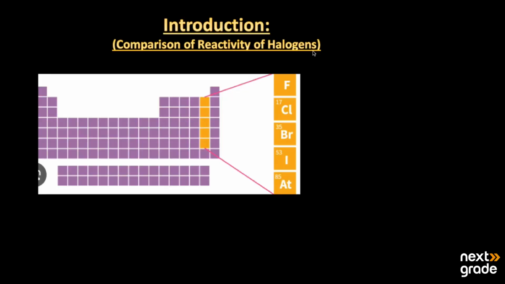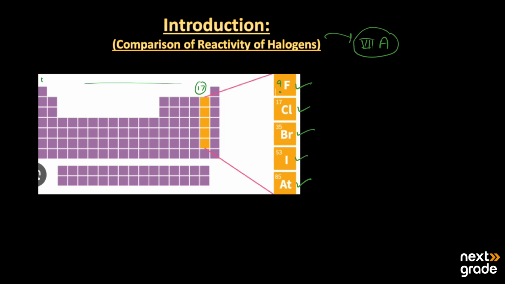So here we will discuss the comparison of reactivity of the halogens. Basically, the halogens are the group 7 elements, or if we talk about them from this one to here, they make up the group 17 elements, but as a whole we call them the group 7A elements. They include fluorine, chlorine, bromine, iodine, and astatine, where fluorine has atomic number 9. So these are collectively called the halogens.